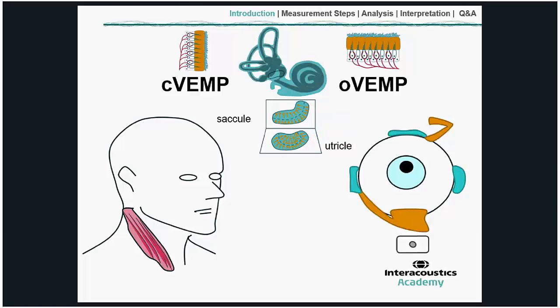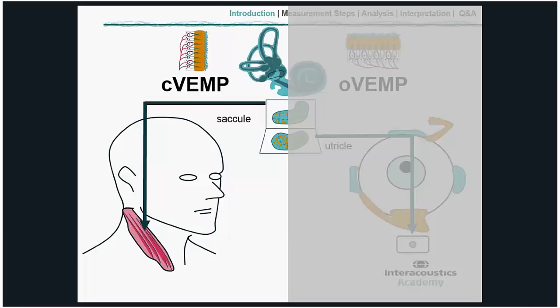The idea is that if you record from the muscles of the eye, we're mainly picking up projections from the utricle, so the oVEMP is a test of utricular function. Whereas with the cVEMP, we're mainly picking up projections from the saccule going down to the sternocleidomastoid muscle in the neck, and therefore this is seen as a test of saccule function. So with the two techniques, although they're very similar, we can record two different areas of the vestibular system. We're not talking about the oVEMP today, and we'll focus on the cVEMP.